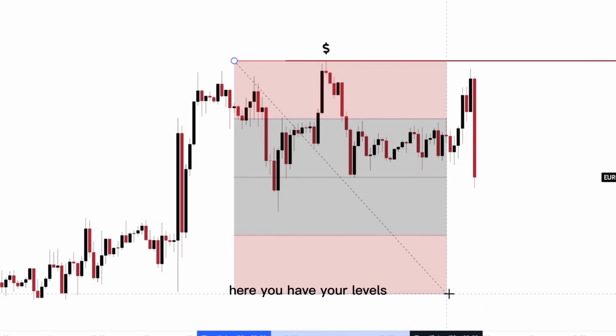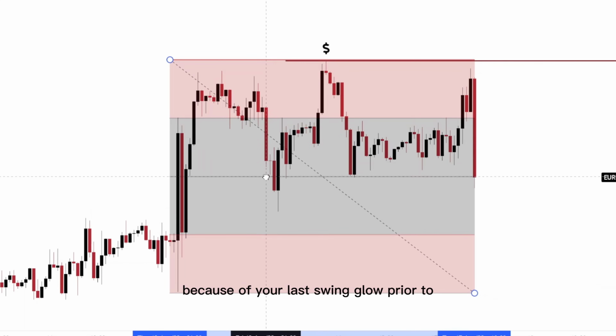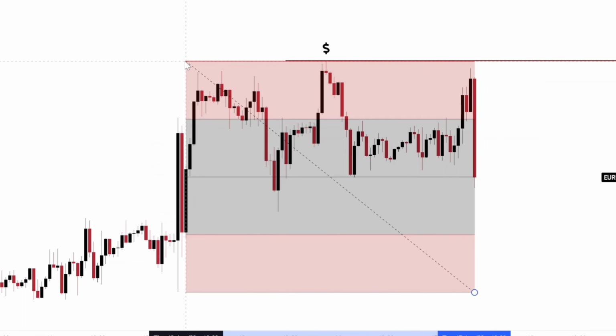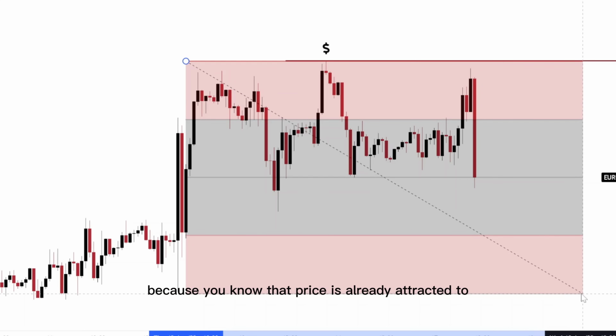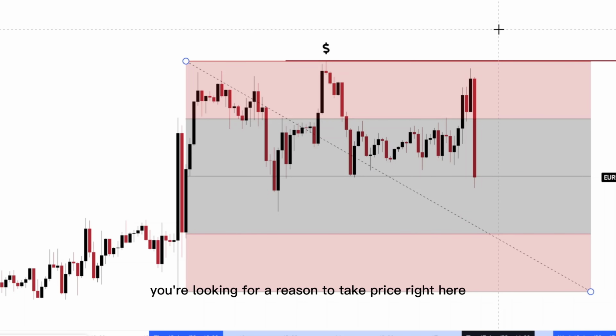Here you have your levels. Why do we pick this level? Because of your last swing low prior to the structure break. And why this would be a good level? Because you know that price is already attracted to our liquidity. Price needs a reason to pull here. So when you look for entry, you're looking for a reason to take price right here.